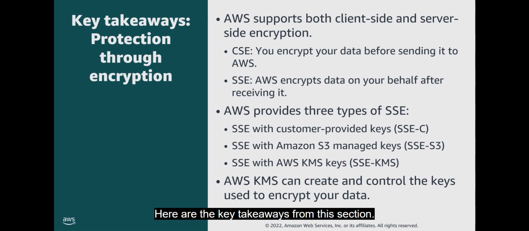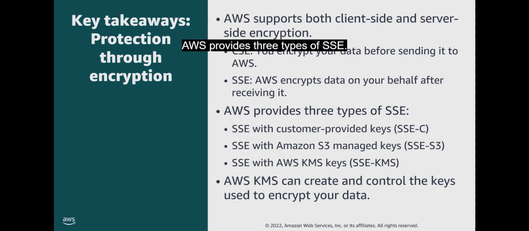Here are the key takeaways from this section. AWS supports both client-side and server-side encryption. With CSE, you encrypt your data before sending it to AWS. With SSE, AWS encrypts data on your behalf after receiving it. AWS provides 3 types of SSE: SSE-C, SSE-S3, and SSE-KMS. AWS KMS can create and control the keys used to encrypt your data.